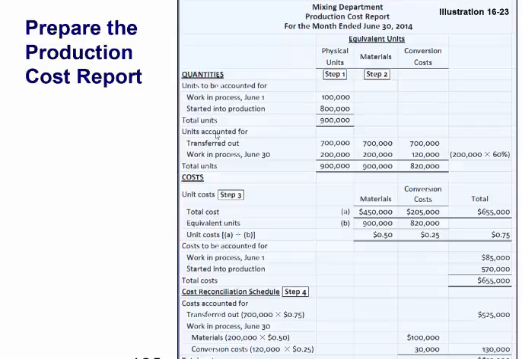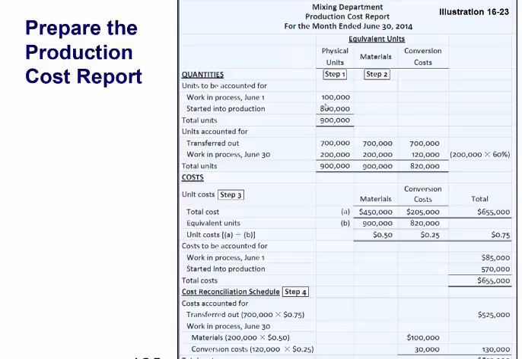Now, regarding the units to be accounted for, we know that we transferred out 700,000 units. So 700,000 goes here. And work in process, we know that we had 200,000 still in work in process at the end of June. So 200,000 goes here. 700 plus 200 equals 900. 900 equals 900. Therefore, check mark, check mark.